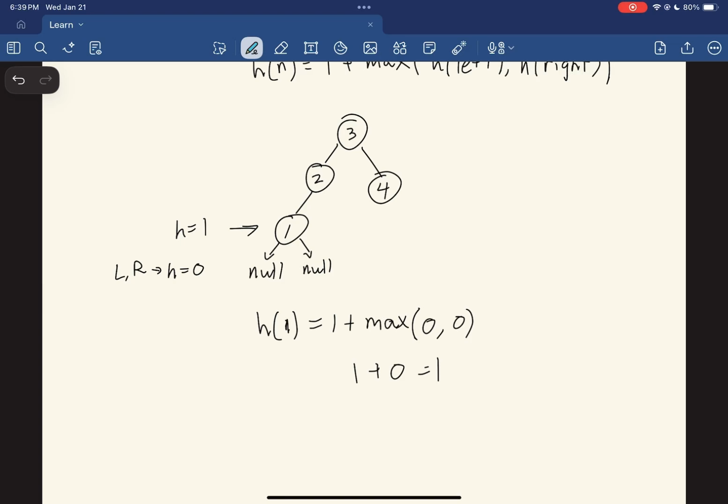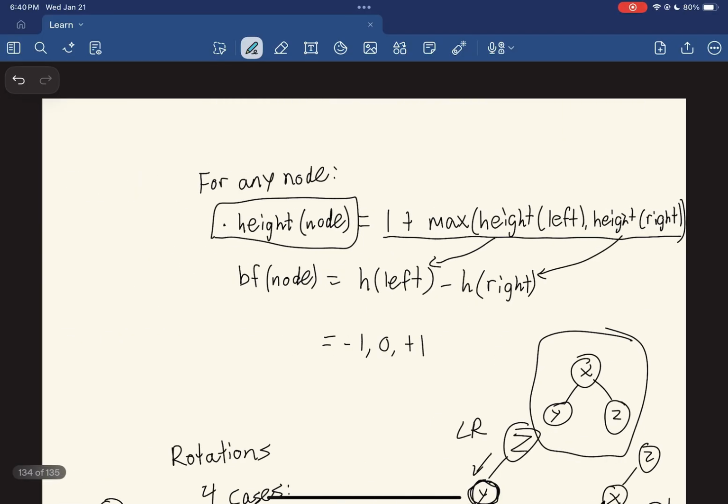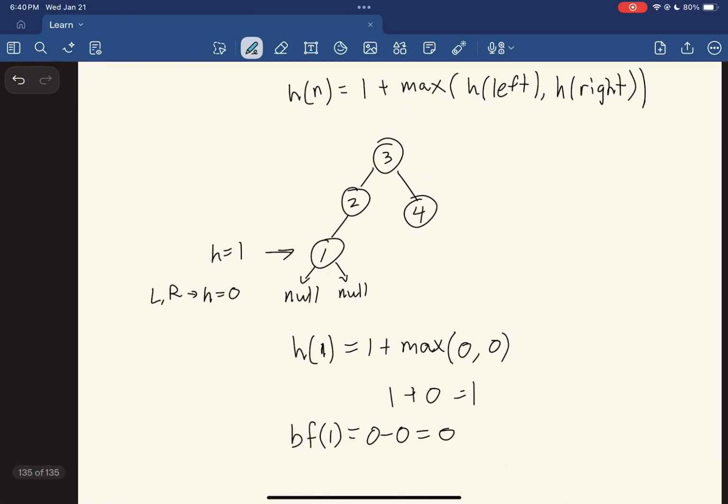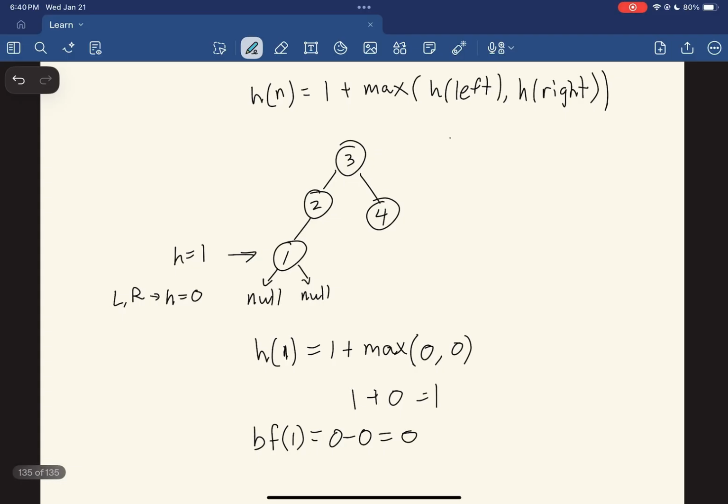Okay, now let's look at the balance factor, BF, of node 1. The balance factor of node 1 is 0 minus 0, which gives you 0. Because all we're doing for the balance factor of the node is figuring out the height of the left side minus the height of the right side. And keep in mind, you have to do left minus right. You cannot do right minus left. Okay, so keep this in mind for BF.